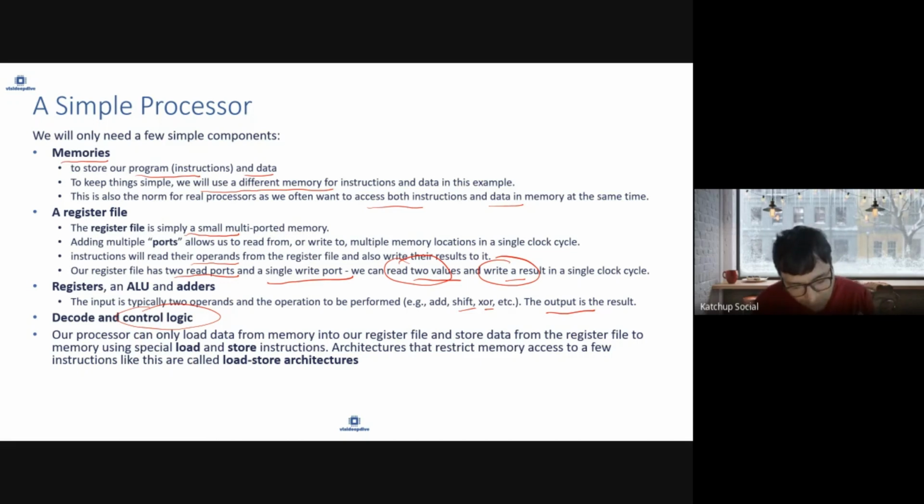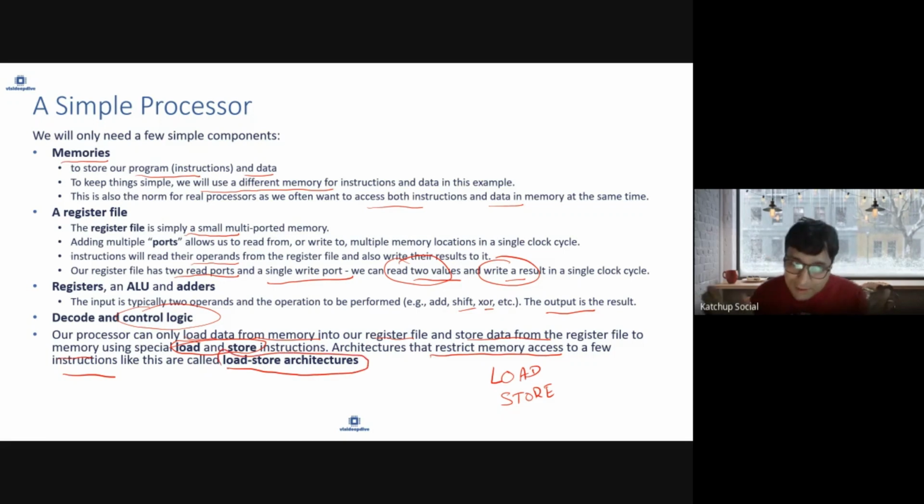Now the simple processor we are going to design can only load data from memory into our register file and store data from the register file into memory using special commands, which are known as load and store instructions. So in our case, in case you want to read from memory or store in memory, there are special instructions for that, known at the assembly level as load and store. Architectures that restrict memory access to a few instructions like this are also known as load-store architectures.